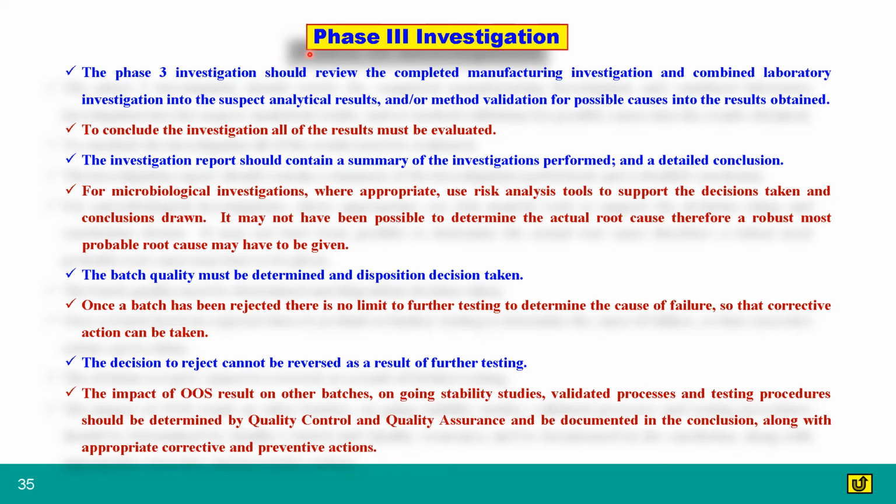Phase 3 Investigation. The Phase 3 investigation should review the completed manufacturing investigation and combined laboratory investigation into the suspect analytical results, and / or method validation for possible causes, into the results obtained. To conclude the investigation, all of the results must be evaluated. The investigation report should contain a summary of the investigations performed, and a detailed conclusion.